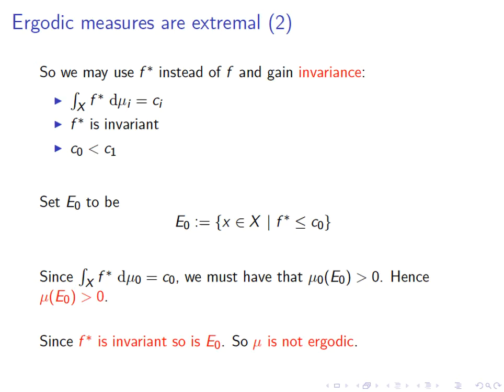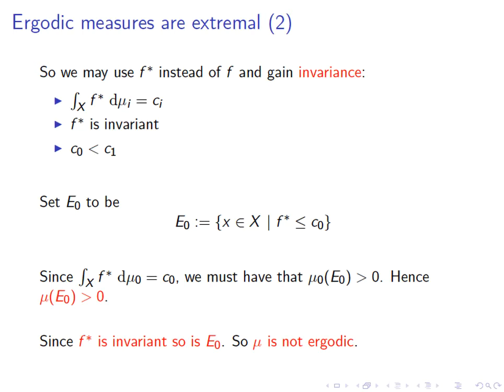Finally, because we know that f star is an invariant function, and we used f star in the manner written right here in the center of the slide to define E0, we certainly know that E0 is invariant under T. So we found a set, E0, which is invariant under T and has positive mu measure. Mu is not ergodic. And this completes the proof of the theorem that says that a measure is ergodic if and only if it's extremal.